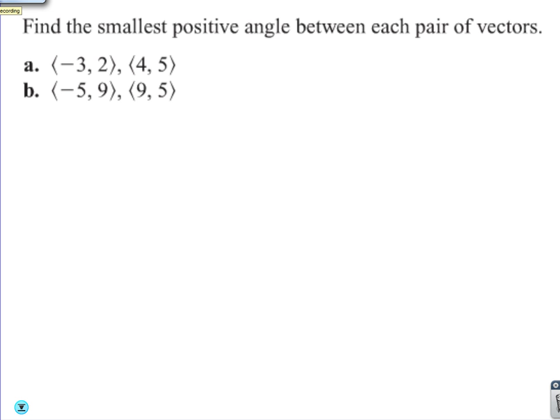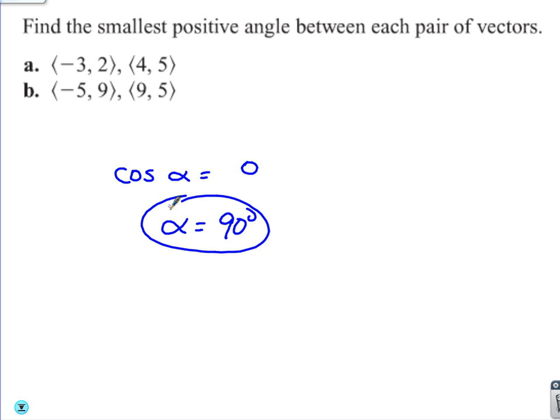Second one, do the dot product of that. -5 times 9 is -45, 9 times 5 is +45. What's the dot product? 0. Do we have to do the magnitude on the bottom? No, 0 divided by anything is 0. What's the angle between those two vectors? 90 degrees. Anytime you have a dot product equal to 0, you will always have orthogonal vectors, or perpendicular vectors.